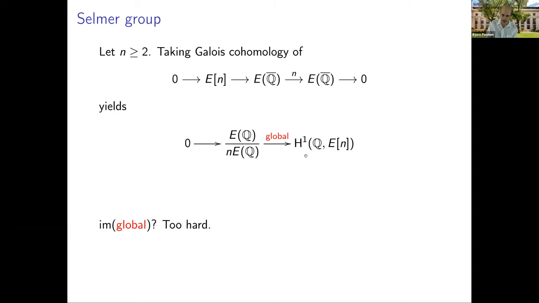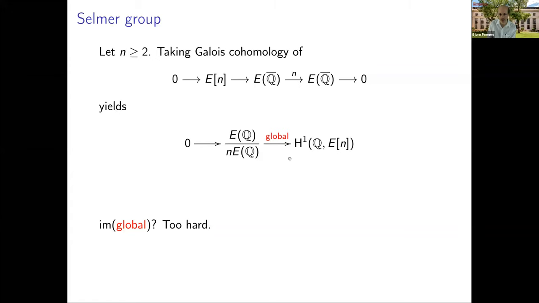Okay, well, it's infinite, but this thing is eventually supposed to be finite. Maybe you can figure out what the image of this map is with this global co-boundary map. And if you can bound the image of this, maybe that'll give you a bound on the rank. So we can try to figure out what the image of this map is. But that's a hard problem in general.